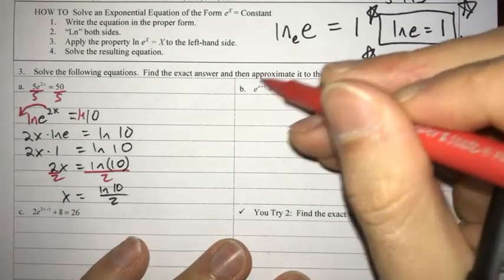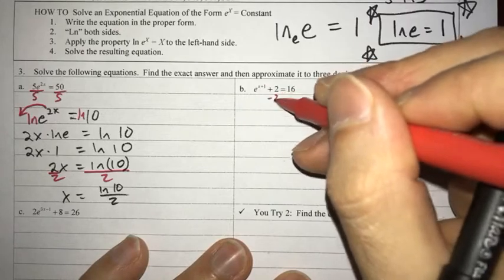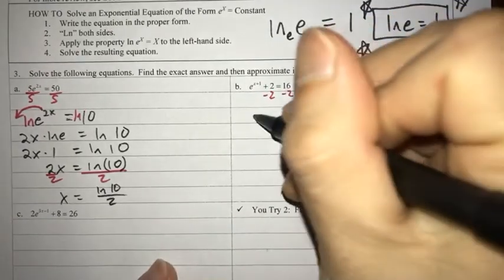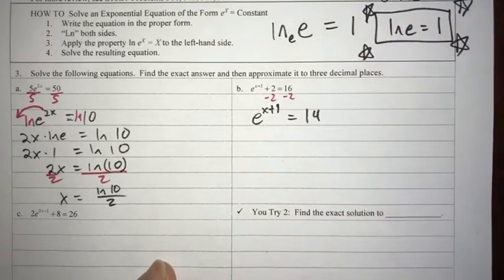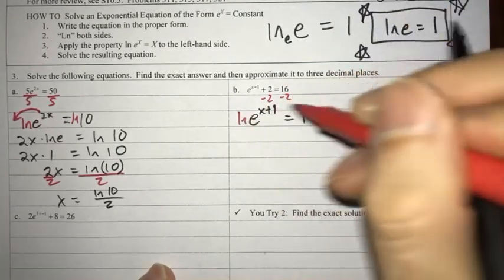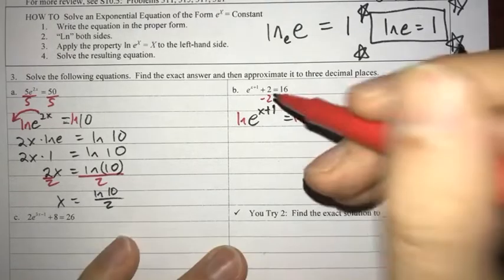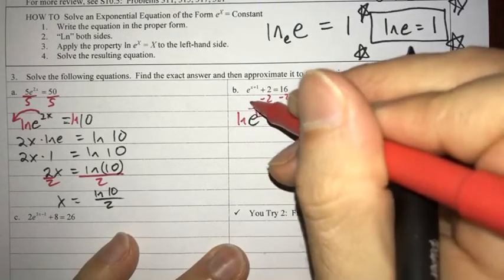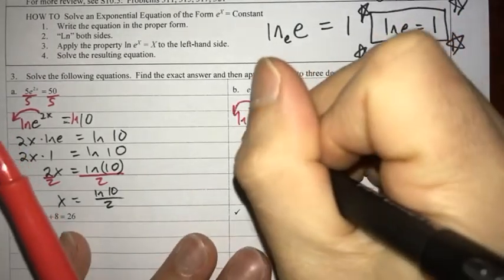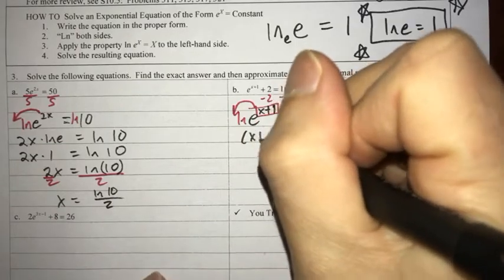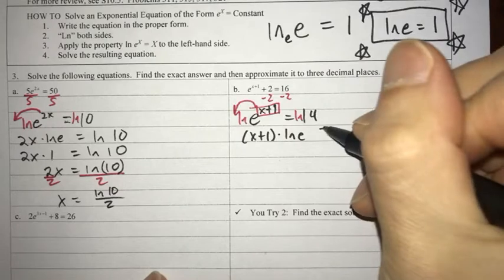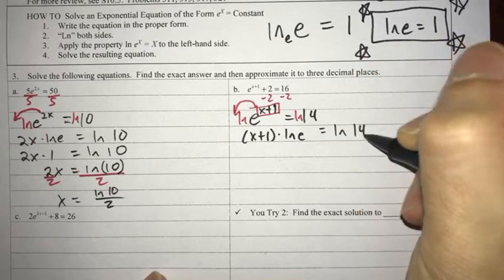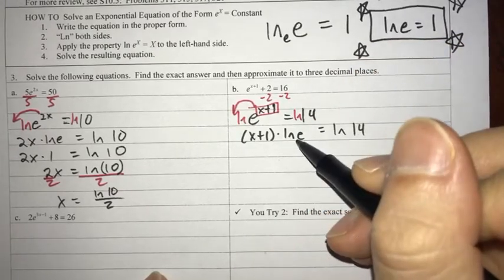Let's see here again. I want to get this e to the x plus 1 by itself. Let's subtract 2. Equals 14. Now that I have that thing by itself, I'm going to do natural log there, and what happens is this, as a group, comes down. X plus 1 times natural log of e, right? It just moves in front of the natural log of e. Over here we have natural log of 14. Natural log of e is 1, right?